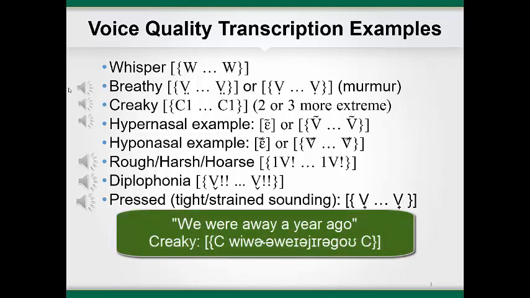Next is creaky voice or glottal fry. In creaky voice, the vocal folds are somewhat relaxed along their edges and vibrate more irregularly and at a lower pitch than in modal voice.